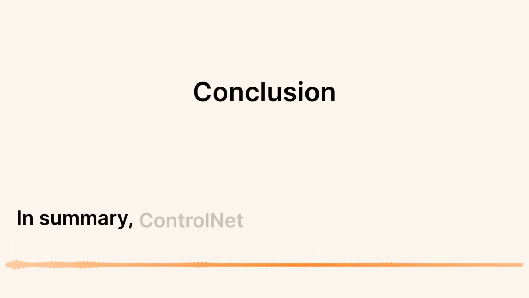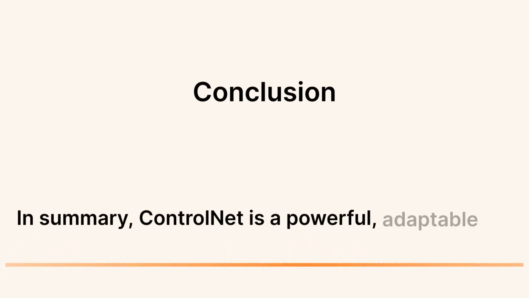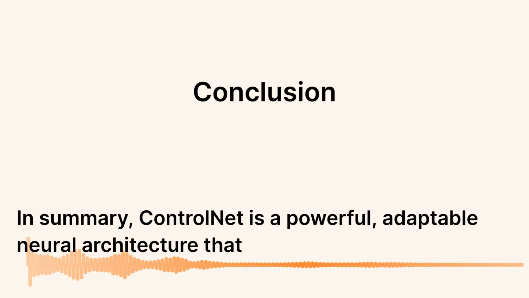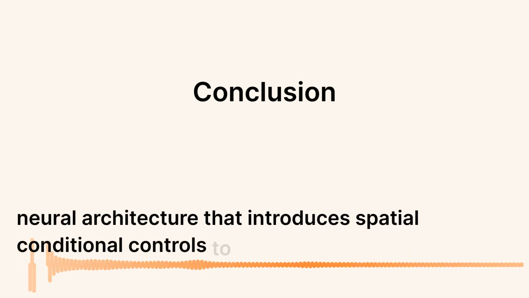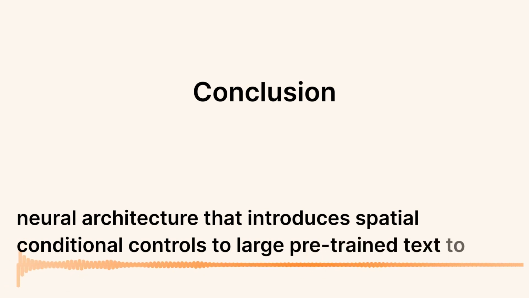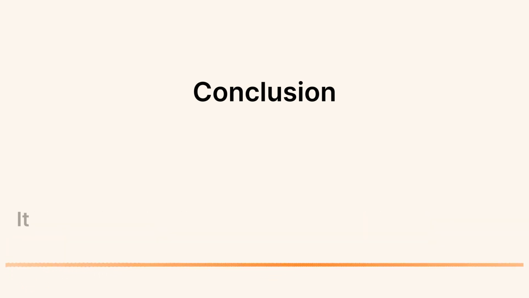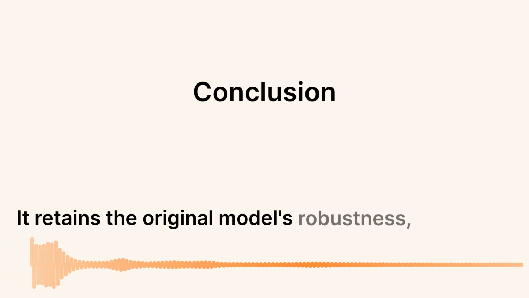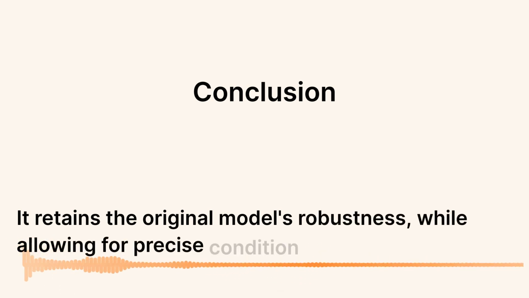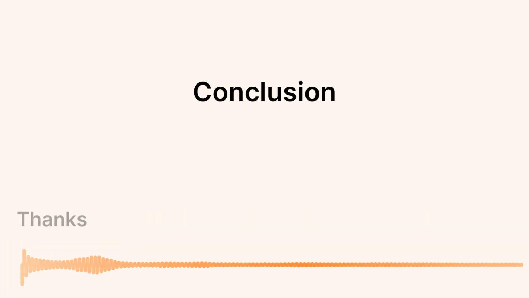In summary, ControlNet is a powerful, adaptable neural architecture that introduces spatial conditional controls to large, pre-trained text-to-image diffusion models. It retains the original model's robustness while allowing for precise, condition-based image generation.